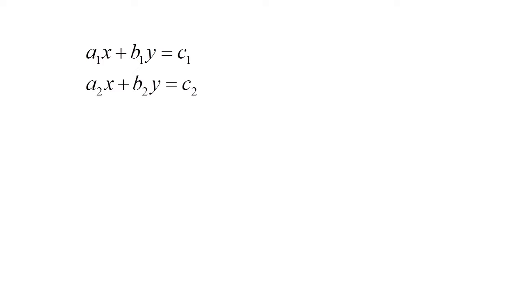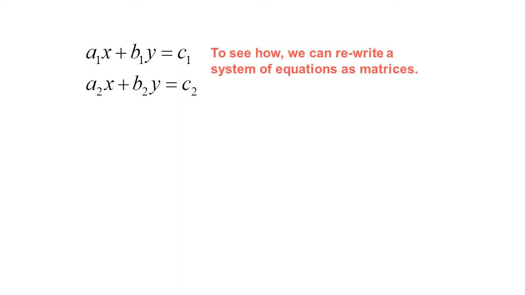Now let us look at the equation. A1x plus B1y is equal to C1. A2x plus B2y is equal to C2. So this is a linear equation because x and y have the power 1. So we say linear. And A1, B1, C1, A2, B2, C2 are just numbers. Now we are going to see how we can rewrite a system of equations as matrices.